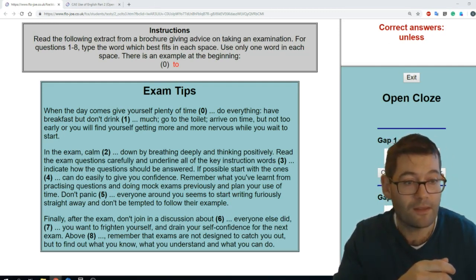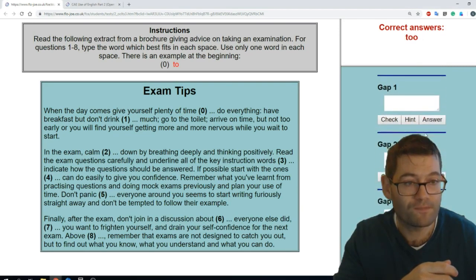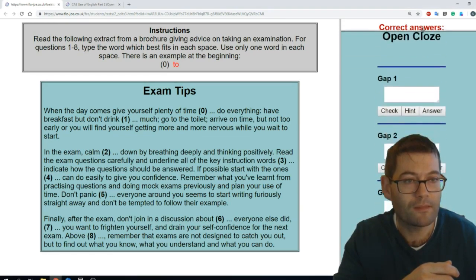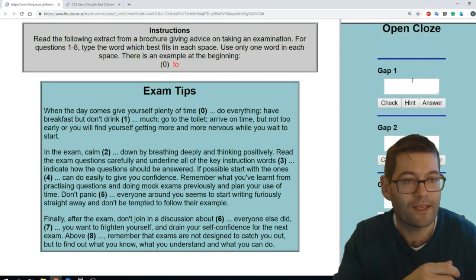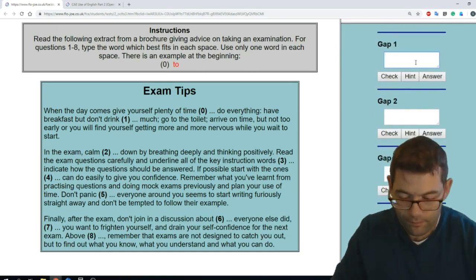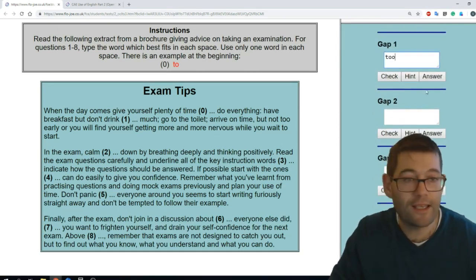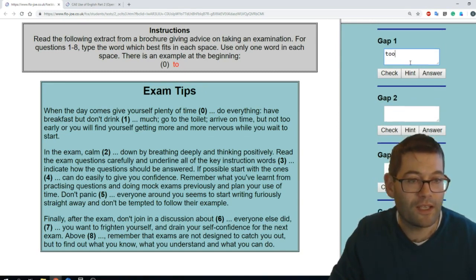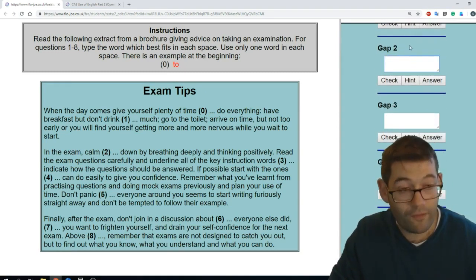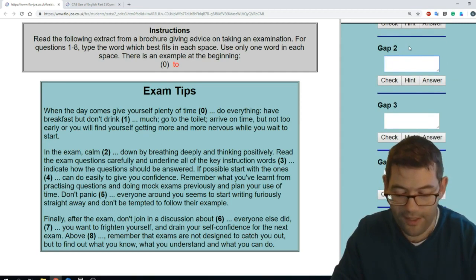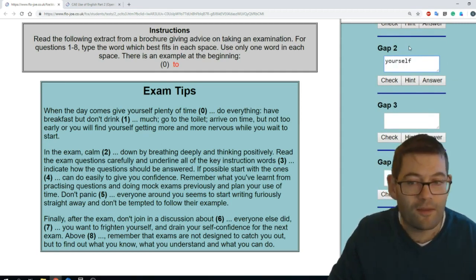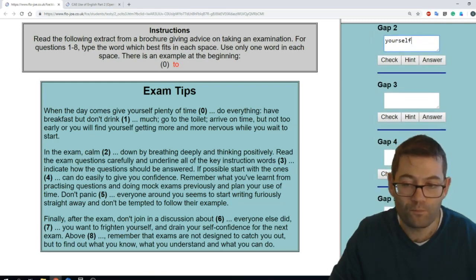And hang on a second, let me just go through the answers. Let me just move this up here. I forgot about this pane. Here we go. So I can write the answers in here. For gap number 1, it was 2. For gap number 2, it was "calm yourself down." So we have to use the reflexive pronoun here.